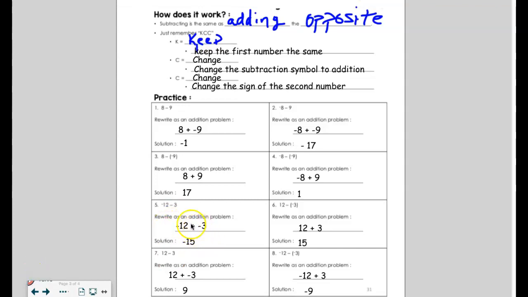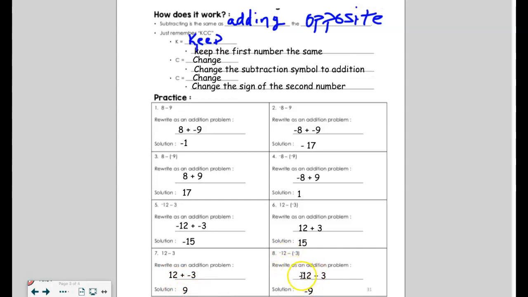Okay, so if we change number 5, we get negative 12 plus negative 3, so we have the same sign, and we add and keep the sign, so we have negative 15. Number 6, we change it to 12 plus 3, so same signs, keep the sign and add, so we have 15. Then for number 7, we change it to 12 plus negative 3. Different signs, subtract and keep the bigger absolute value. So the bigger absolute value is positive, so we have positive 9.